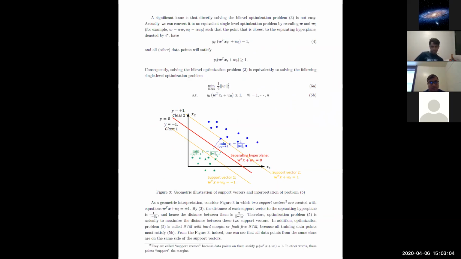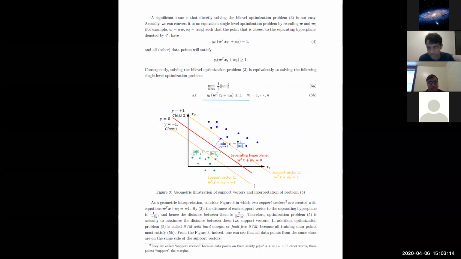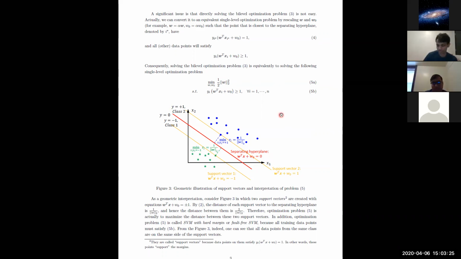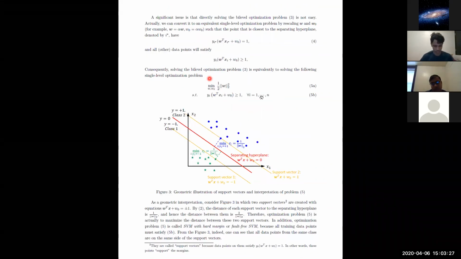And these constraints, let me annotate, I need my annotate board here. These constraints are nothing but these two support vectors. So this is the geometric meaning, and that's also the reason why we call it support vector machine. The one I just introduced was the hard margin SVM.